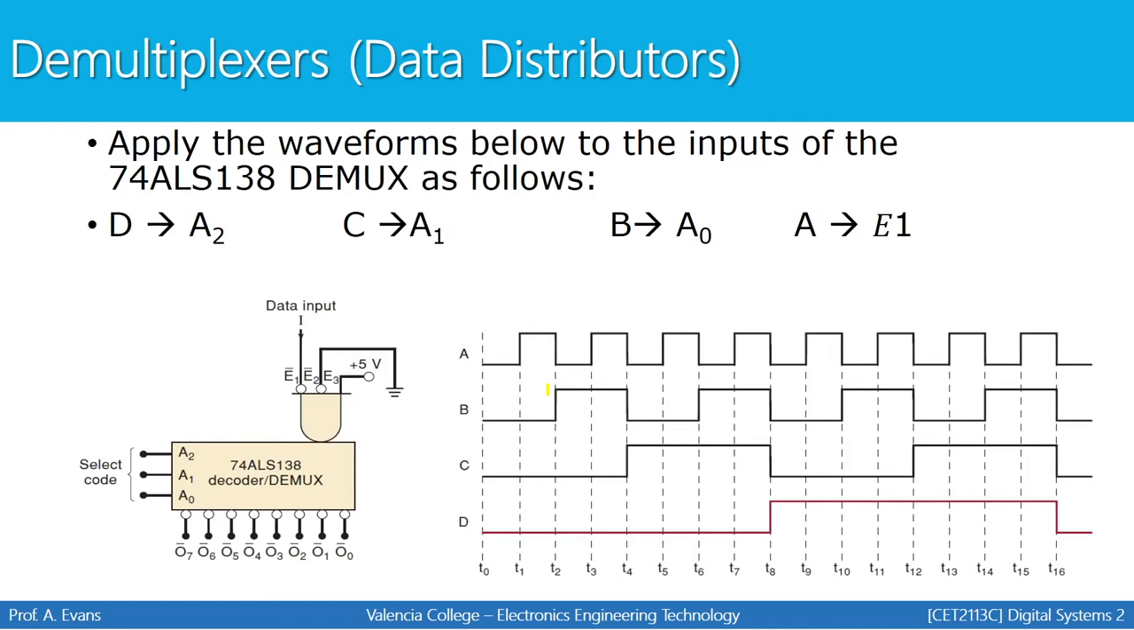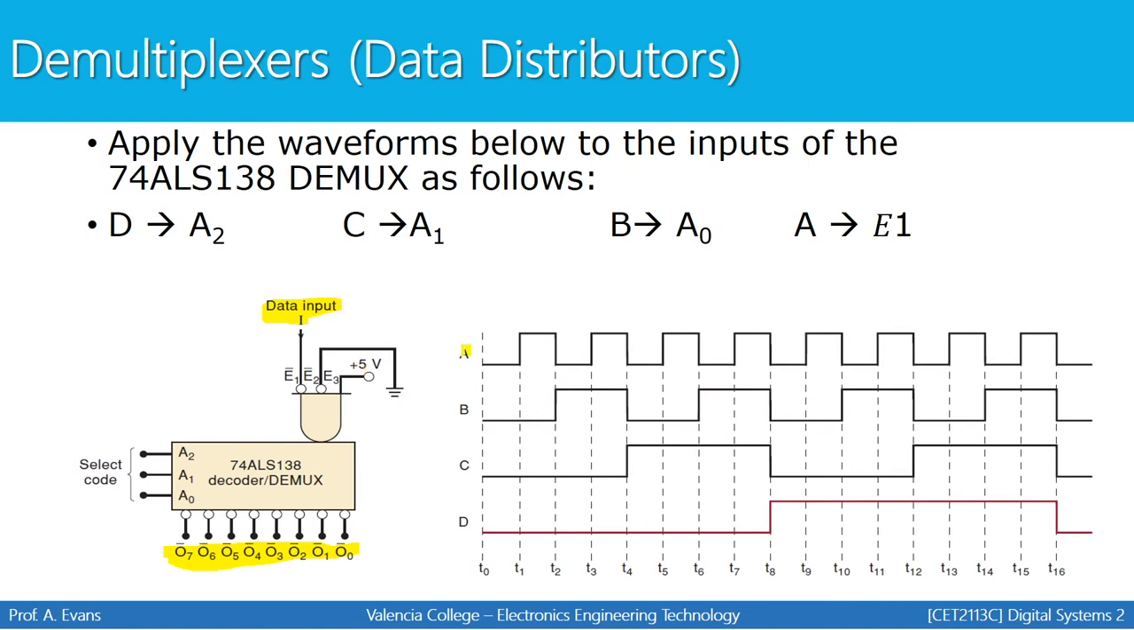Let's do a quick example using a demultiplexer or a demux. We're going to apply the waveforms below to the inputs of the 74ALS138 demux as follows. Notice we have our 3 selects. We have 8 outputs that are active low. We have some enables. But here, one of our enables is connected to our piece of data. That's E1. E1 is our data input. We have E2 and E3. We can see that E2 is connected to ground and E3 is connected to 5 volts.